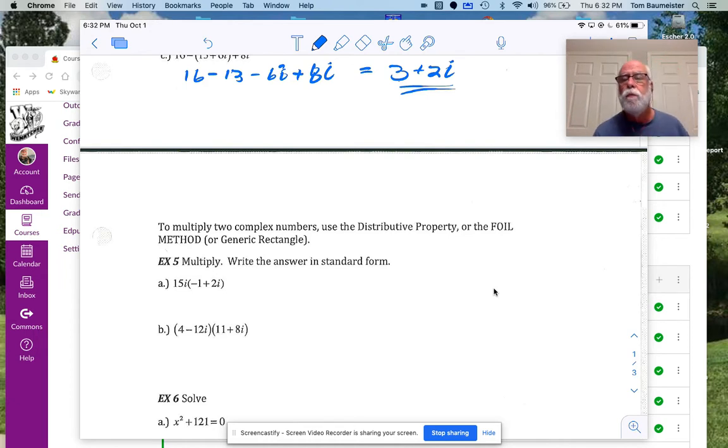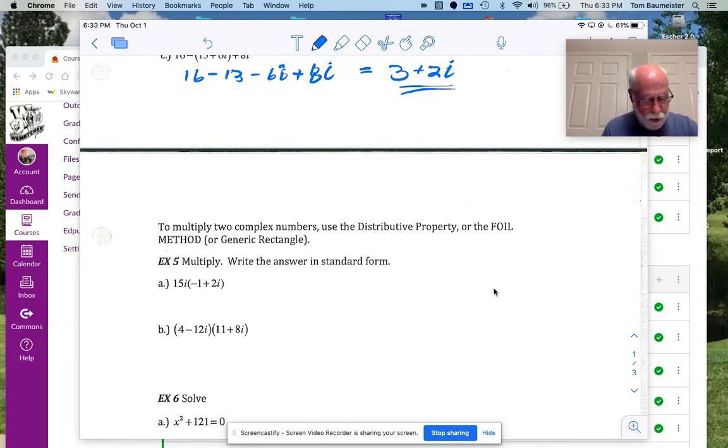I kind of put the generic rectangle there on that last problem from yesterday. Of course, I didn't have the video. I might get to it today. I don't think so because my family wants me to quit doing schoolwork.